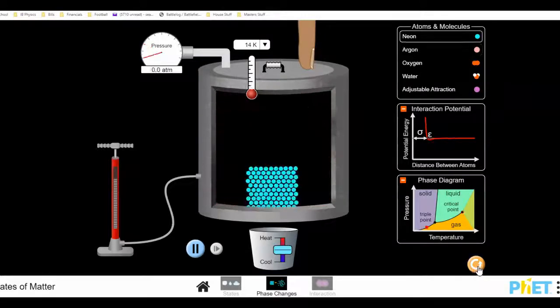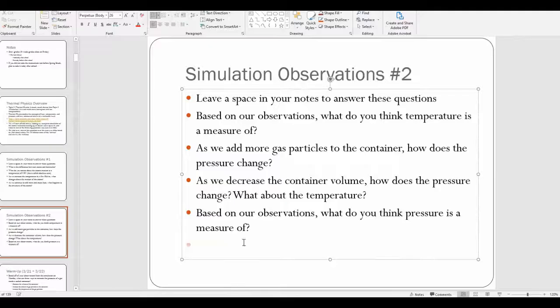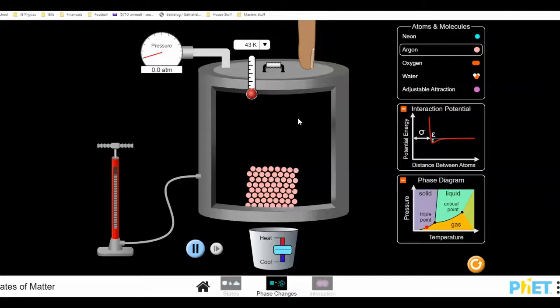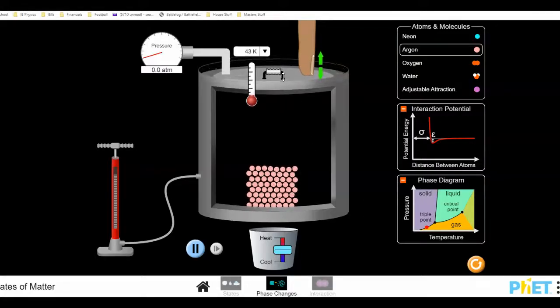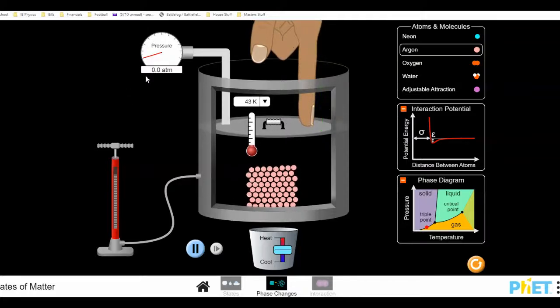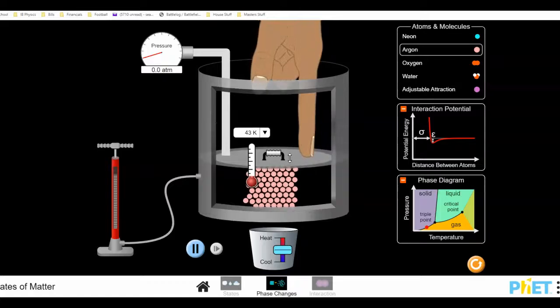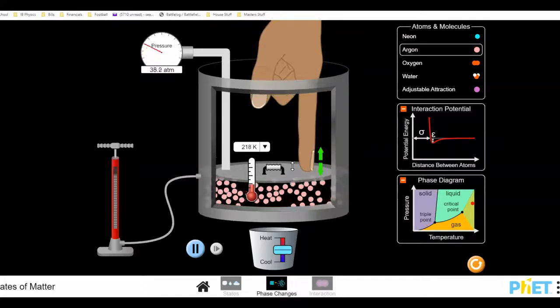Interesting. All right, so let's back up and take a look at that next to last question. As we decrease the container volume, how does the pressure change? What about the temperature? Notice as I decrease the container volume, nothing happens to the pressure. When we talk about pressure in this context, we're talking about the pressure of a gas. And since this is a solid, you can tell from the structure, we don't have any pressure until it becomes a gas. Once we squish it enough, boop, you can see the pressure start to increase.